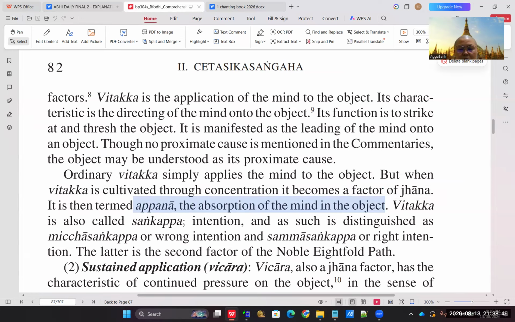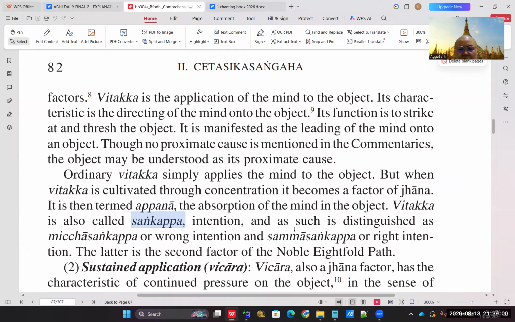Sometimes Vitakka is also called sankappa, right? Samma sankappa or miccha sankappa. Samma sankappa means, in the Noble Eightfold Path, right thought. Miccha sankappa means wrong intention.